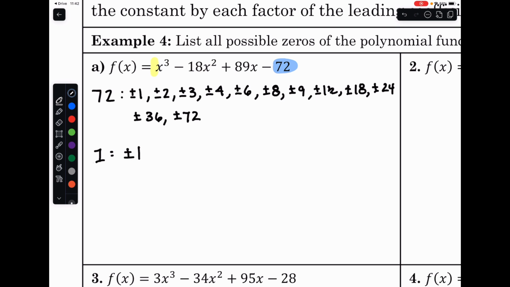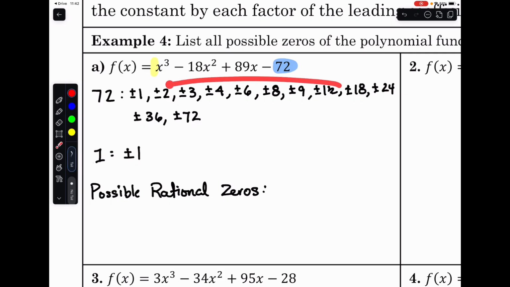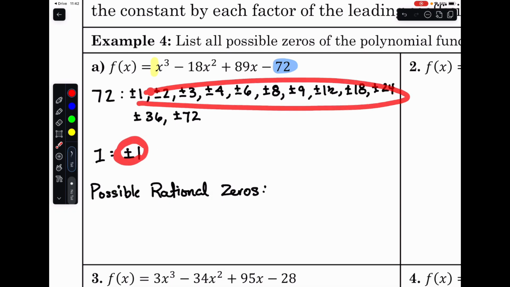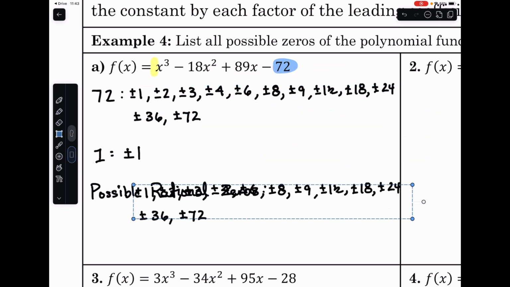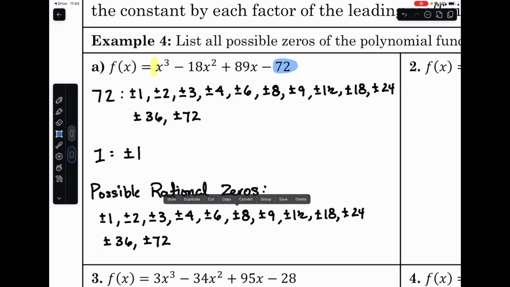Now, to come up with the list of possible rational zeros, all we're going to do is simply get this list of numbers up here, so those numbers there, and divide it by that value right here, by this one identical value. And because it's 1, all of these numbers divided by 1 is going to give me the same list. So let me just highlight this so I don't have to rewrite this. Let me copy it, duplicate it, and this right here is going to be our list of possible rational zeros.